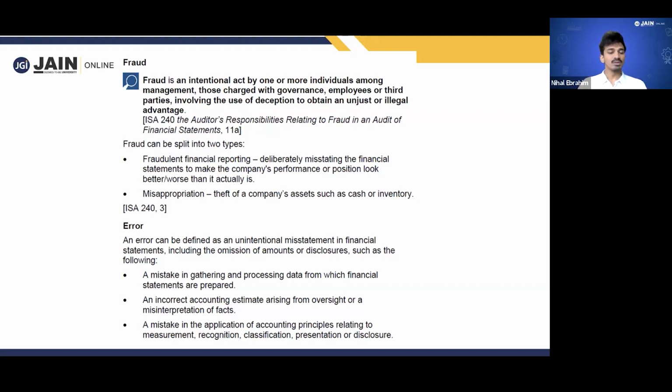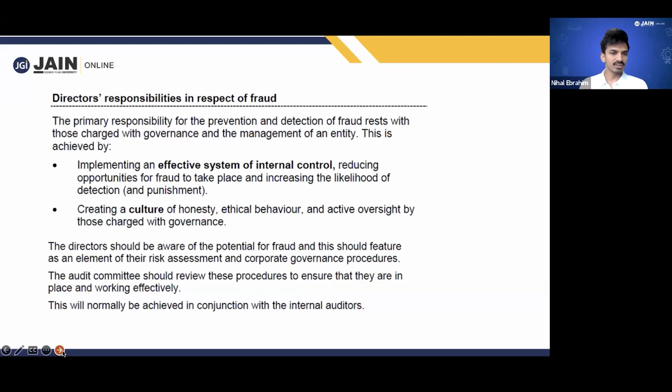Okay, so this is basically what constitutes a fraud and error, and it's pretty straightforward. We all know that the people responsible for preventing fraud are basically the people who are running the company, right? So that's basically directors, or those charged with governance. That's what we call them, right? Directors, along with the audit committee, are called those charged with governance, and they are the people who are responsible to prevent and detect fraud inside the company, because they are the people who are running the company, right?